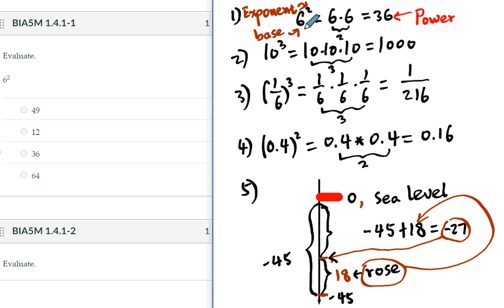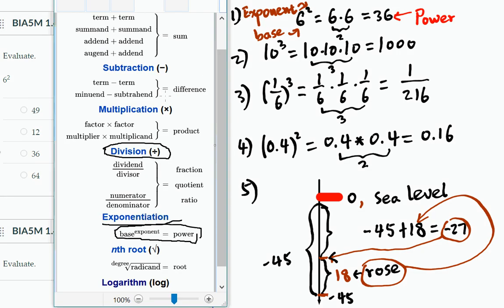Do not forget the name for each number. 6 is called base. 2 is called exponent. The final answer is called power. Again, recall those are the terminologies right here. So base to the exponent equals the power.